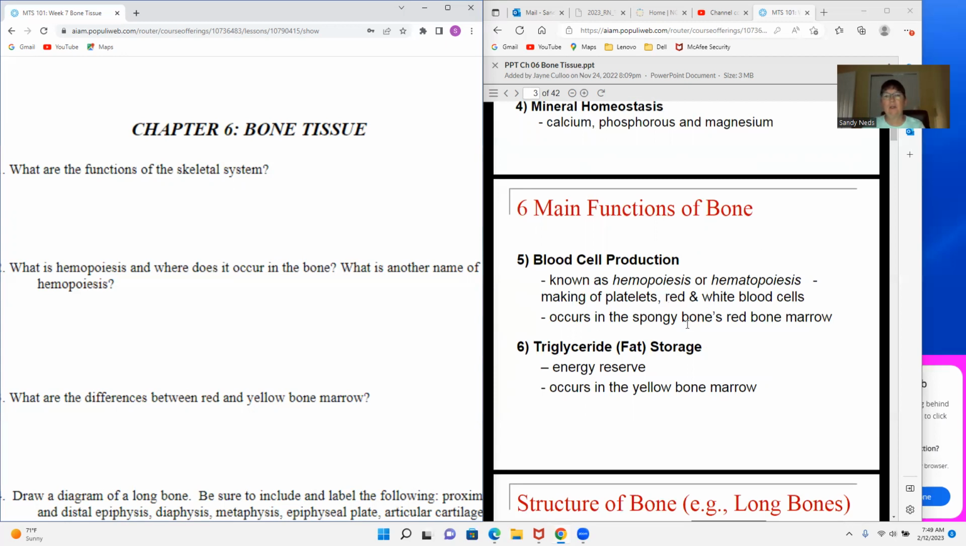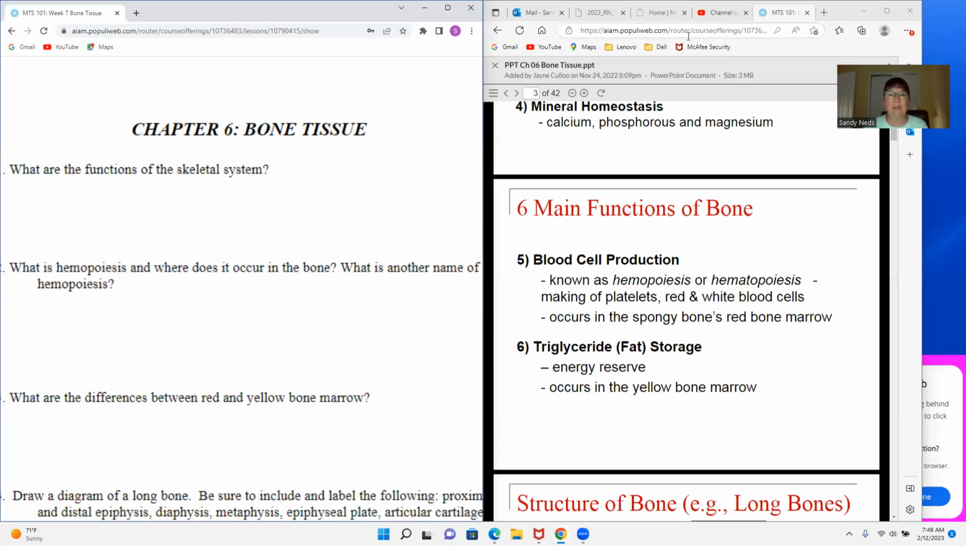And this occurs in spongy bone. Now, we've learned about spongy bone in tissues. Spongy bone is at the ends, the epiphysis of a long bone. And then we talked about triglycerides. Triglycerides are fat, and we store that in the shaft of the bone, and that is called the diaphysis.